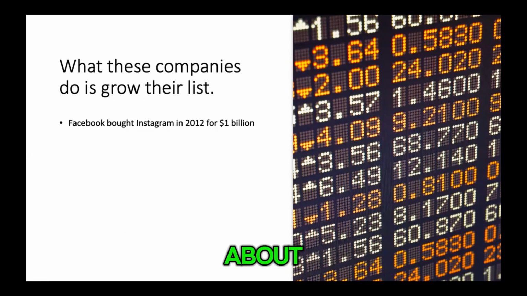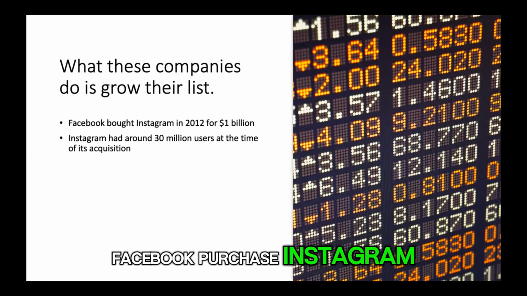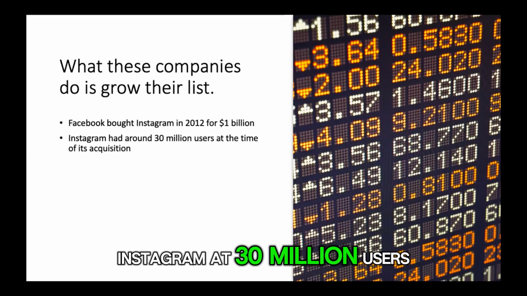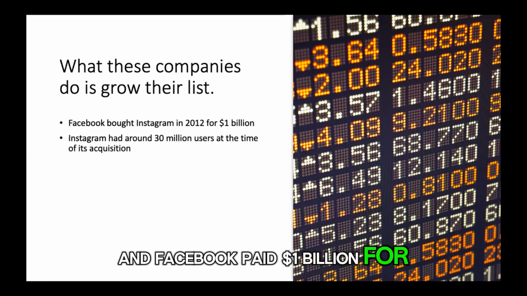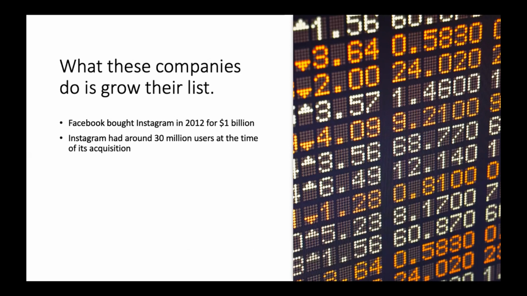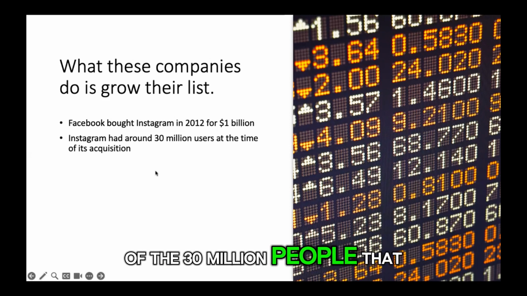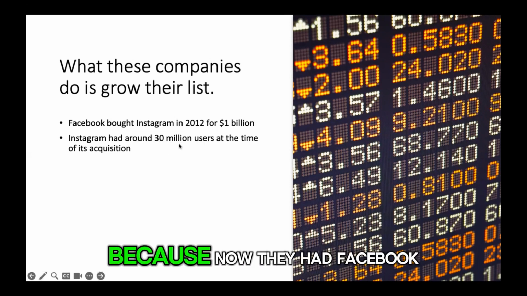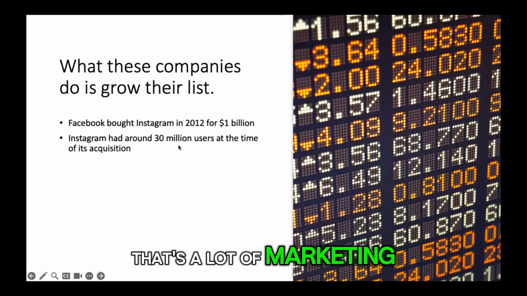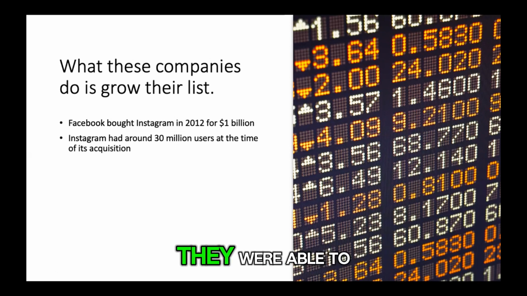If you know anything about Facebook purchasing Instagram, at the time Facebook purchased Instagram, Instagram had 30 million users, and Facebook paid $1 billion for Instagram. The reason Facebook paid $1,000 million, $1 billion, is because of the 30 million people that they can retarget. It was their list. Facebook does a lot of marketing and advertising, and now they had 30 million new eyeballs.